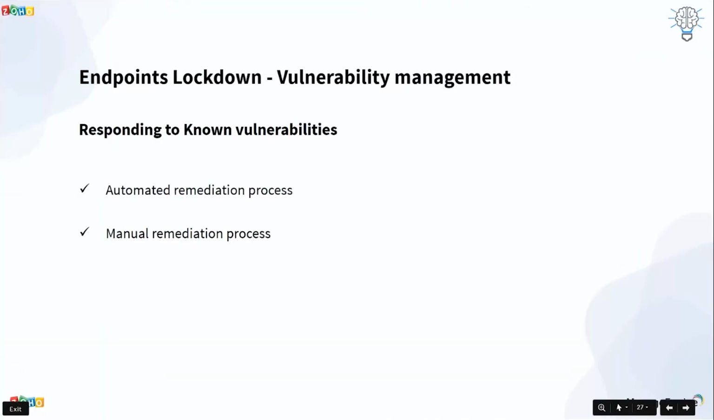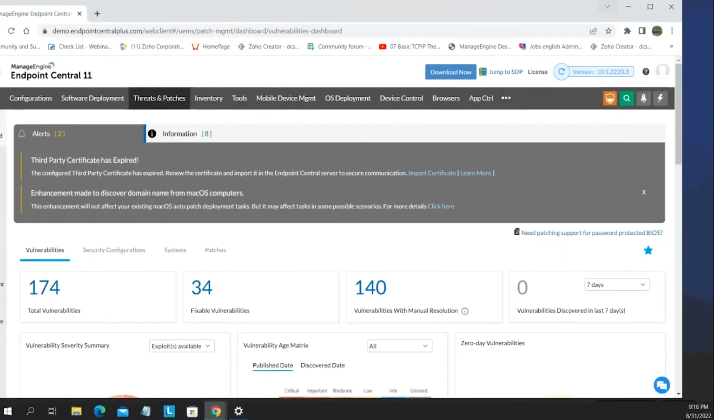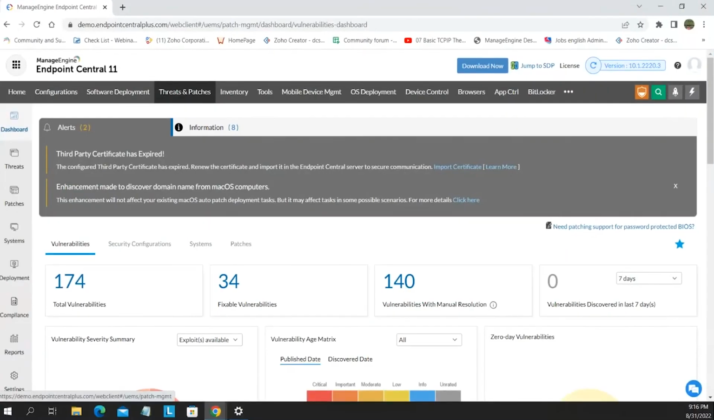So we have an automated remediation process and a manual remediation process. When we discuss this, let's take a quick look in the tool. Under Threats and Patches, adding to the patch management with existing Endpoint Central, you'll find a common dashboard with all this information, which gives information related to vulnerabilities and everything.